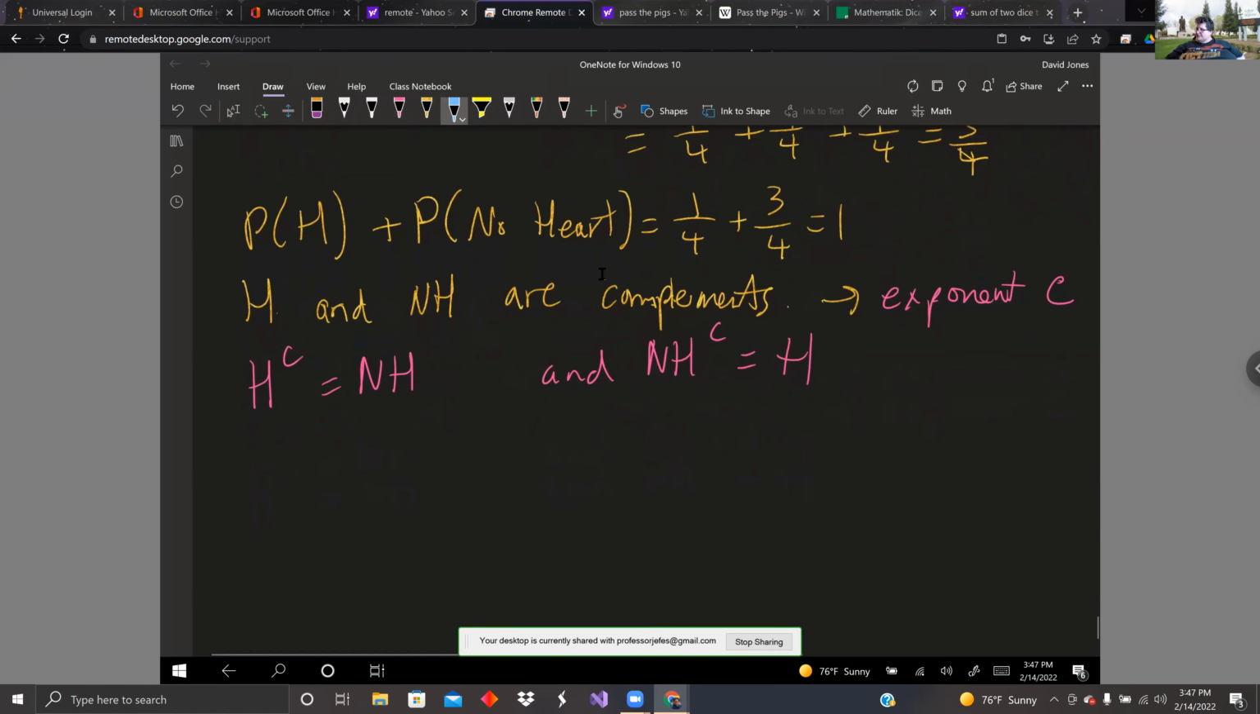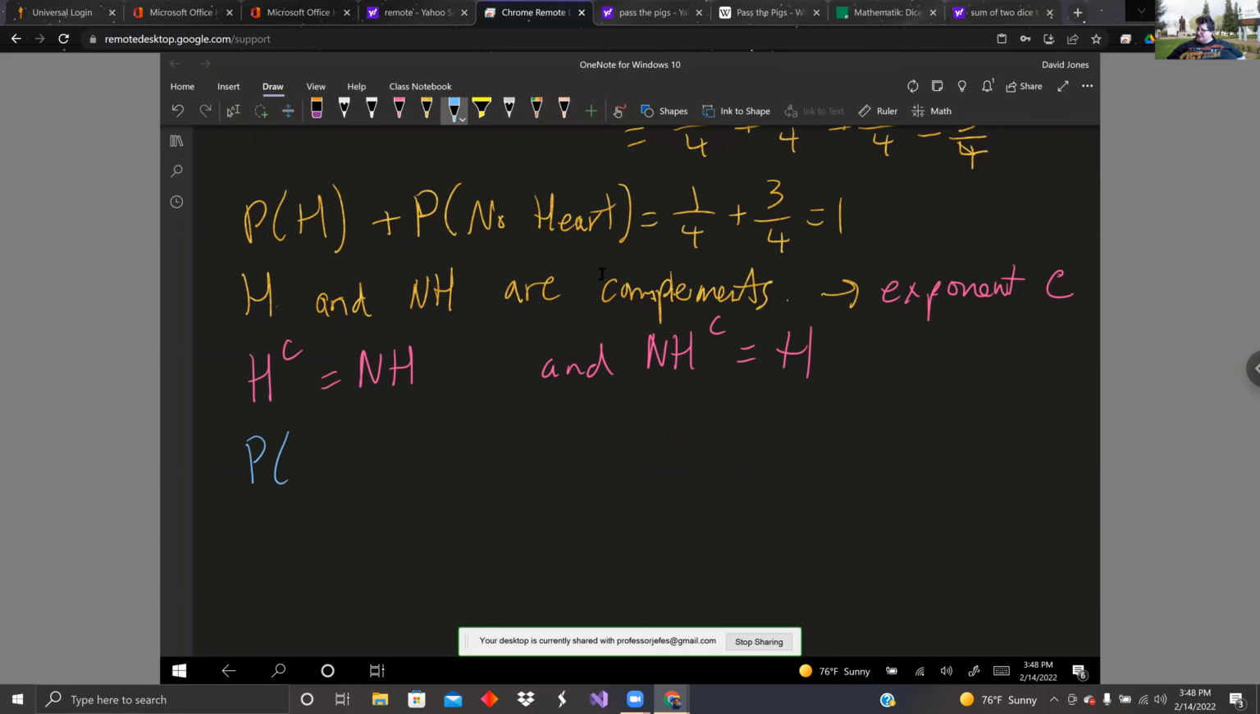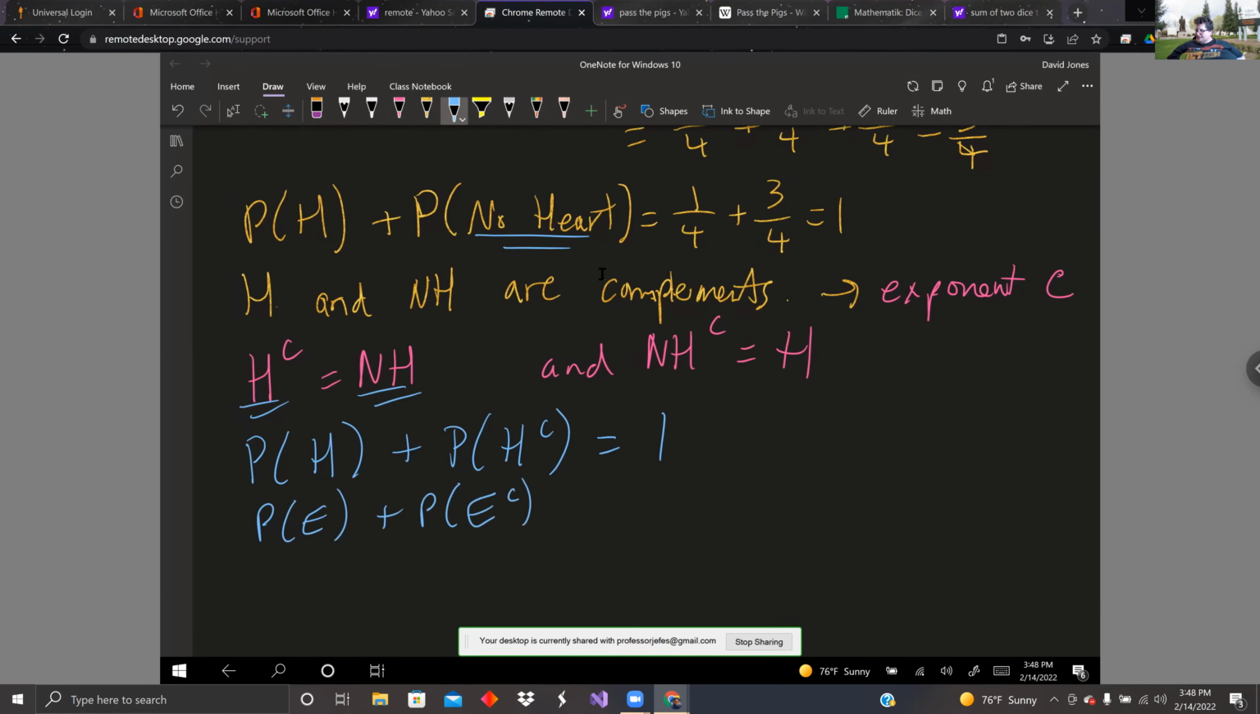So I could rewrite this up here as the probability of H plus the probability of H complement, substituting this in, equals 1. And generally they do it with E's. They'll say probability of E plus the probability of E complement. You'll see it's the same thing as 1.